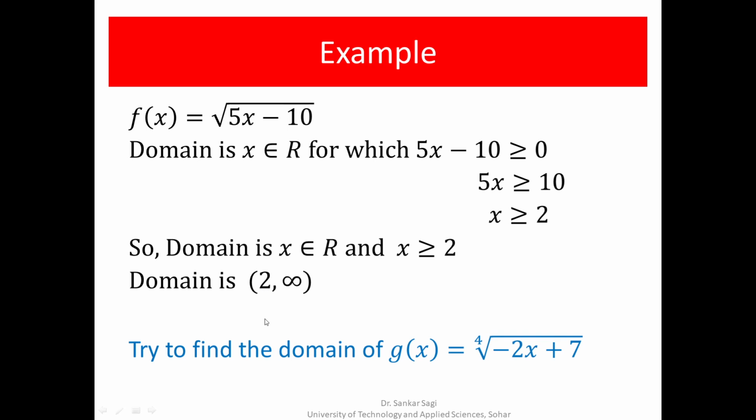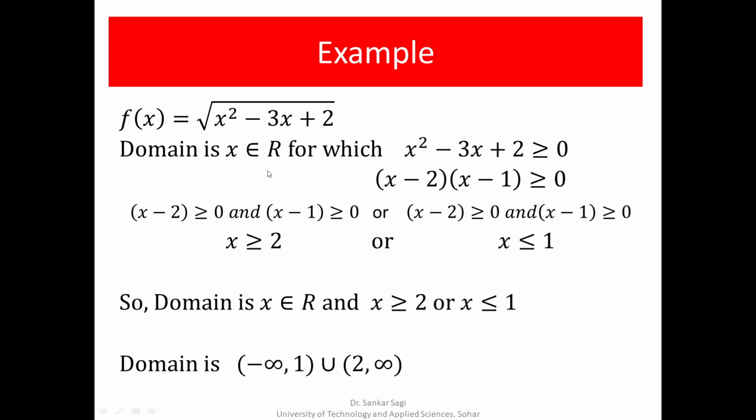Similarly, you can try to find the domain of this function. g(x) is equal to the 4th root of minus 2x plus 7. So here also the root index n is 4, which is an even number. So whenever n is even, the inside of the root should be non-negative. So put the inside of the root as greater than or equal to 0 and find the value of x, so that we can find the domain of this radical function. So let us look at another example.